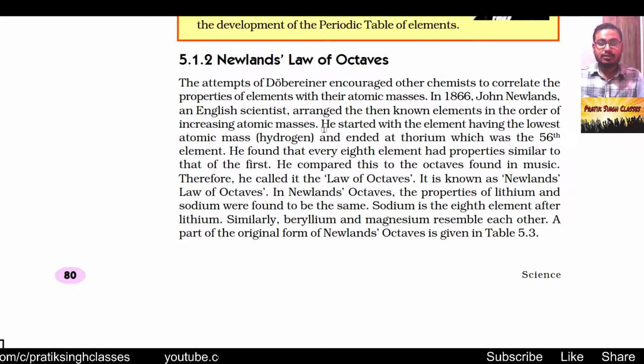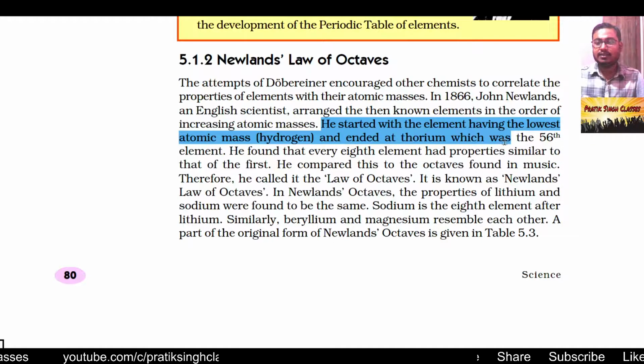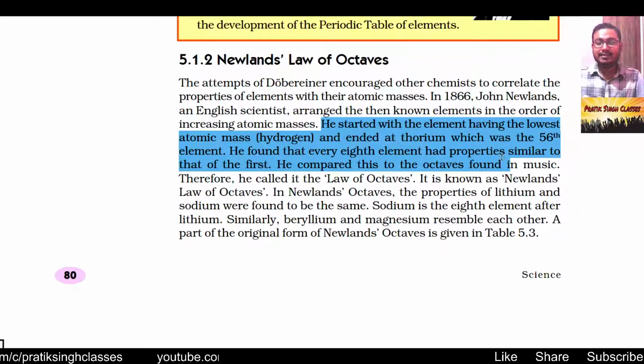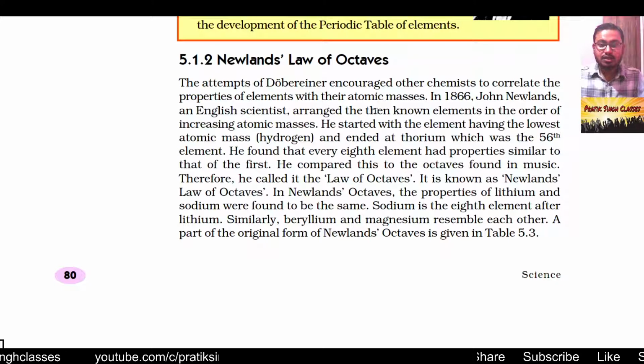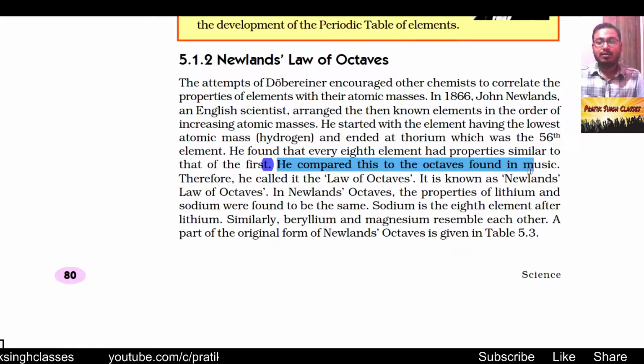Coming back to Newlands' law of octaves. He started with the element having the lowest atomic mass, hydrogen, and ended with thorium, which is the 56th element. He found that every 8th element had properties similar to the first. So if you arrange all of them according to their atomic mass from 1 to 56, you will find that every 8th element has properties similar to the previous 8th element. He compared this to the octaves found in music, and that is called the law of octaves.